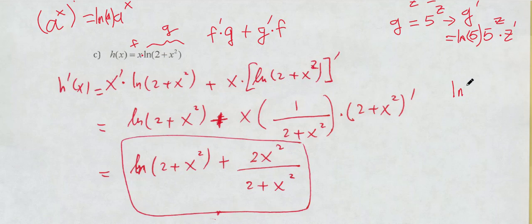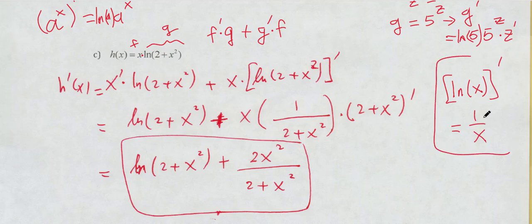We know that given ln of x, when we take the prime of that, you should end up with 1 over x. This is the basic formula. But now, the argument inside here is no longer the x, but now it's 2 plus x squared. And that's why we let z be that thing that messes up the basic function. 2 plus x squared, and that is the z. Right here, this is z.